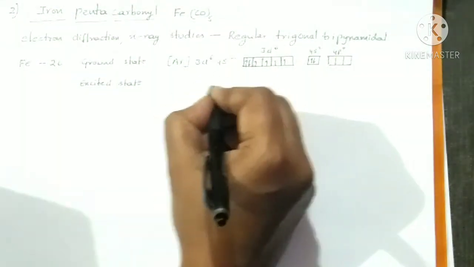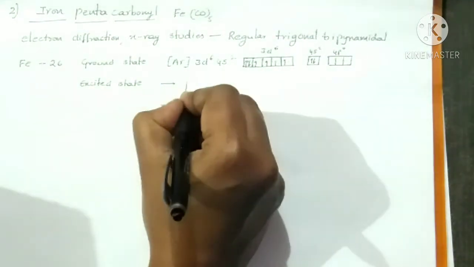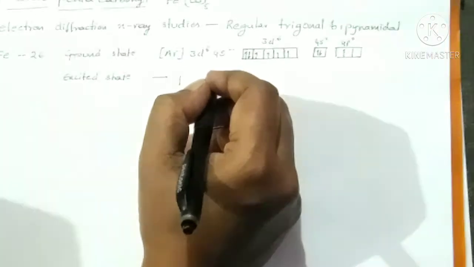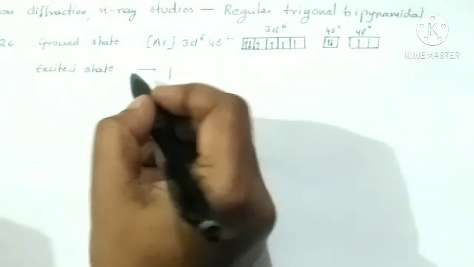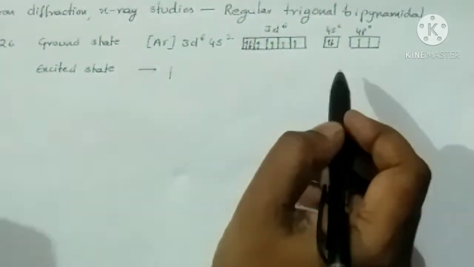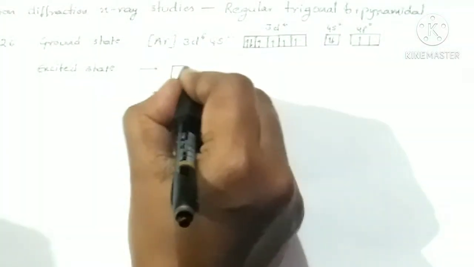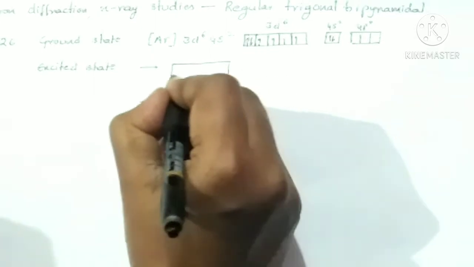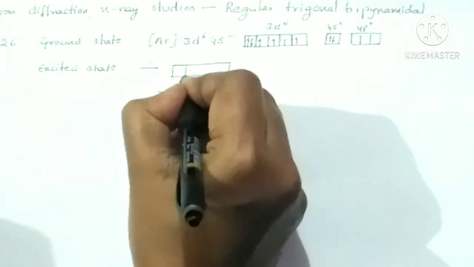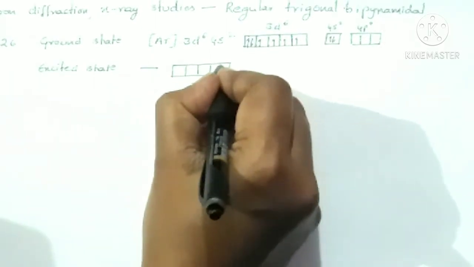Coming to the excited state configuration, there is a little change in the configuration. In the excited state, one electron from the s orbital gets excited to the 4p orbital, so that rearrangement takes place as shown here.